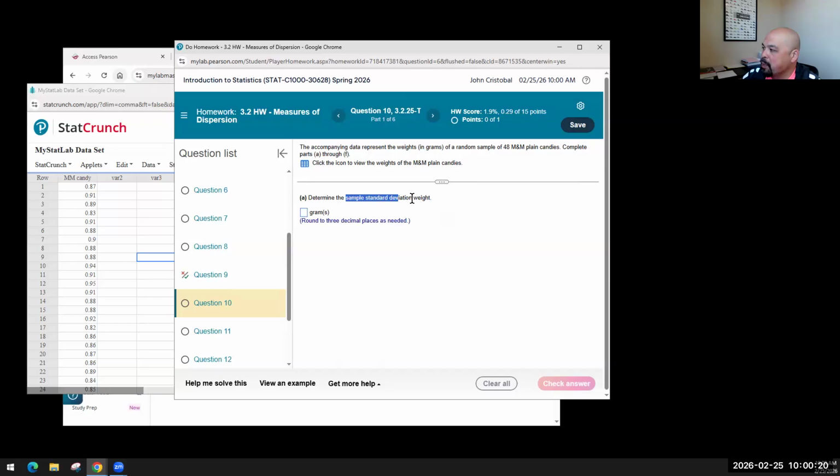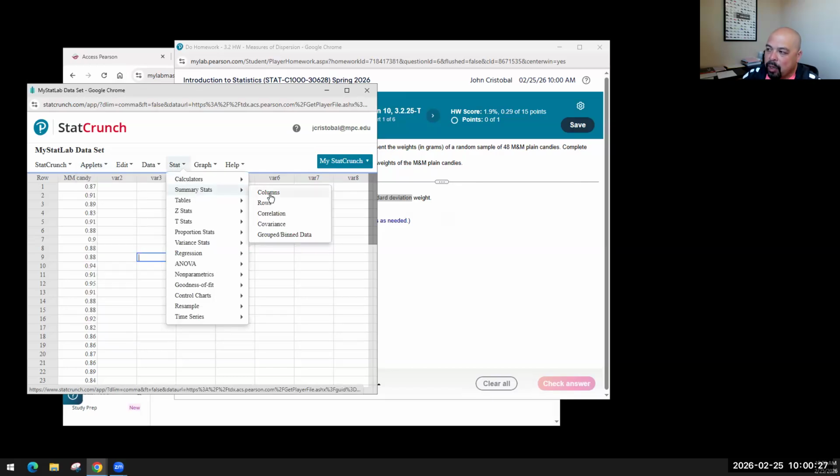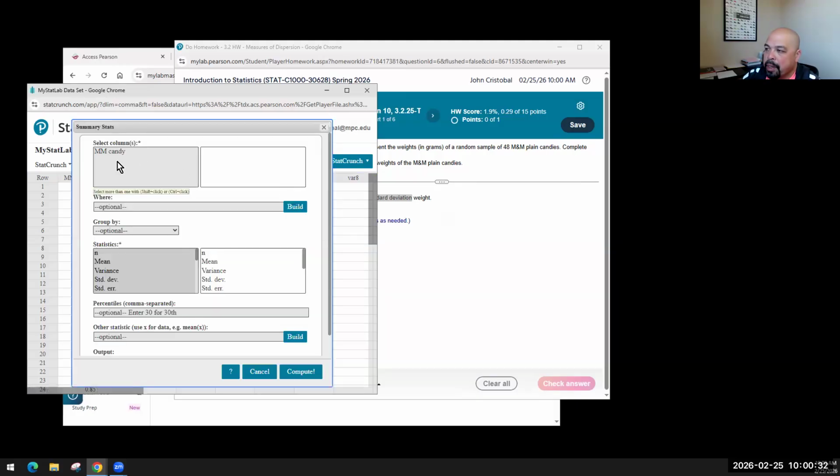standard deviation. So in this case, for a sample standard deviation in StatCrunch, we're going to go to Stat, Summary Stats, and notice our data is in columns, so we're going to do Columns. Clicking here. Where's our data? It's in the M&M candy column. If we had left it as the generic var1, var2, we could identify which column we're working on. I don't need to worry about grouping, we're not going to do any grouping. But now down below, what statistics do you want to calculate? You can calculate everything, or we can be specific. We can calculate the mean, variance, which is the standard deviation squared, and standard deviation.